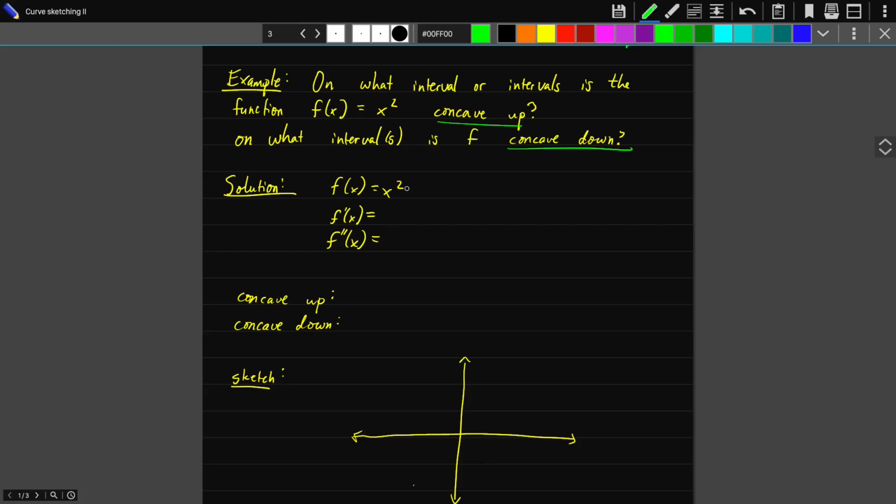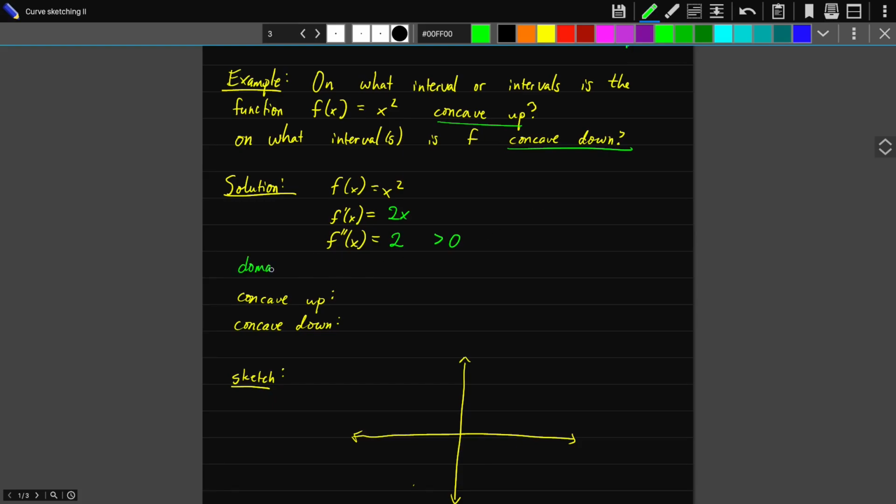Okay, so f of x is x squared. We need to find its second derivative. How are we going to do that? Well, we have to find its first derivative first. The first derivative of f of x equals x squared is 2x. The second derivative is 2. And one thing we notice is that 2 is always greater than 0. The domain of our function is all real numbers.